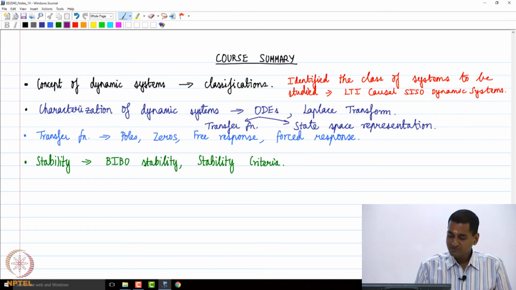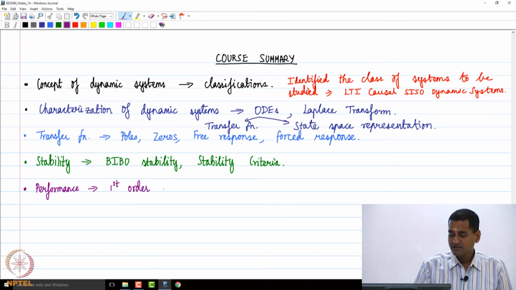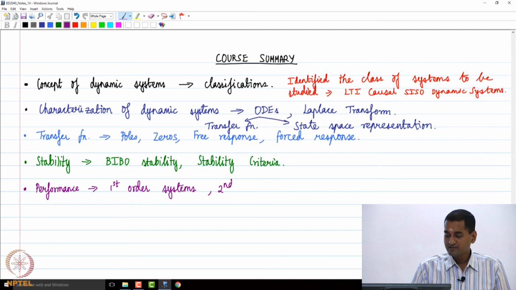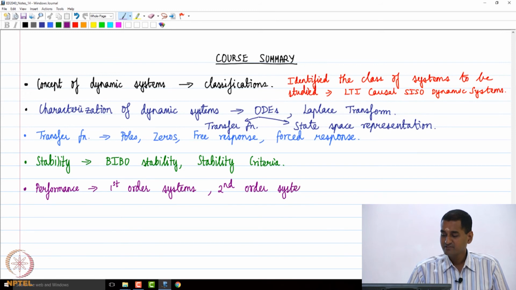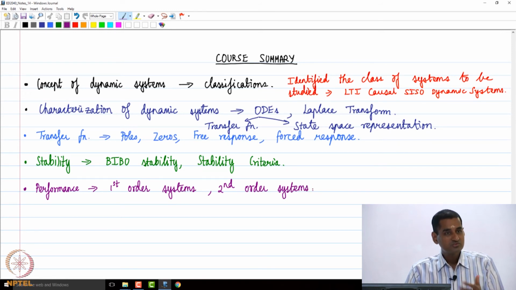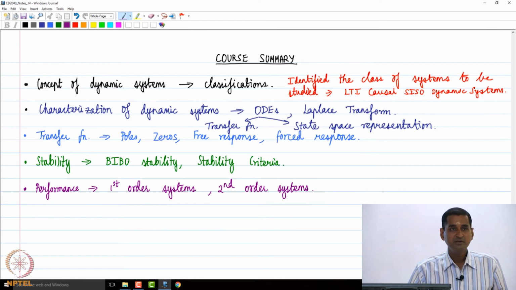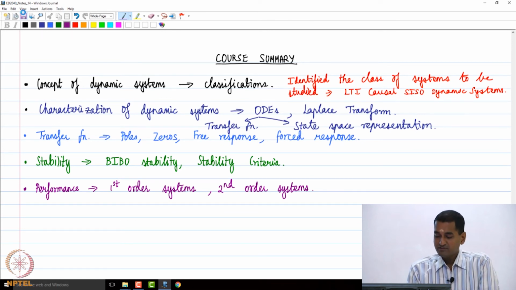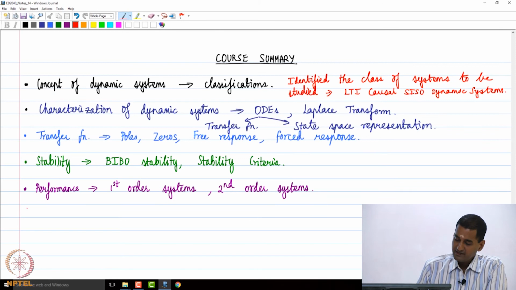Then we also looked at performance. How did we quantify performance? If you recall, we looked at first order systems, right? Second order systems, and then looked at various parameters like time constant, rise time, peak time, overshoot, and so on, right? Settling time. Okay, so all those parameters were used to essentially quantify performance, correct?